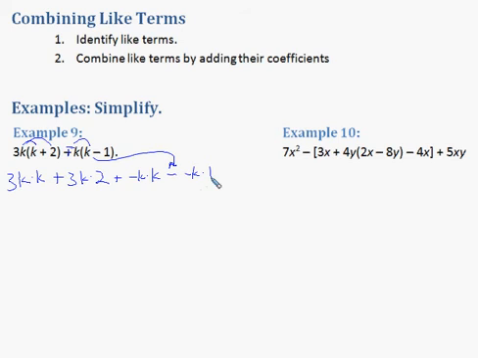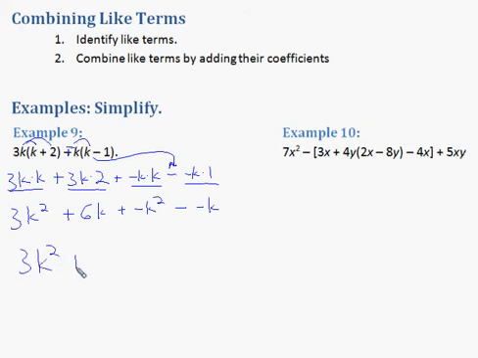K times k is k squared. So we're going to simplify each of these parts here. So this is 3k squared plus 3k times 2 is 6k plus negative k times k is negative k squared. And then we have minus negative k times 1, which is negative k. And we know if we have minus and negative, that's plus. So we could finish this by writing 3k squared plus 6k minus k squared plus k. Sorry, I said finish it, but simplify it more, I should have said.